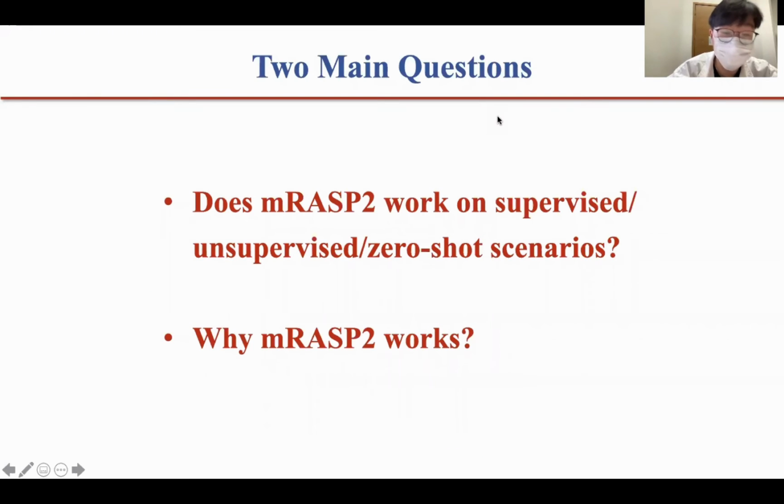Okay, next, let's consider 2 questions. The first one is, does mRASP2 work in supervised, unsupervised, or zero-shot scenarios? And the second one is, why does mRASP2 work?